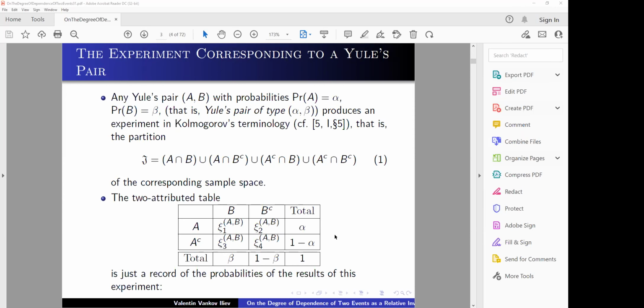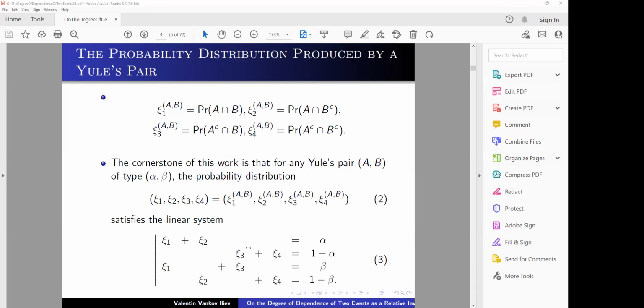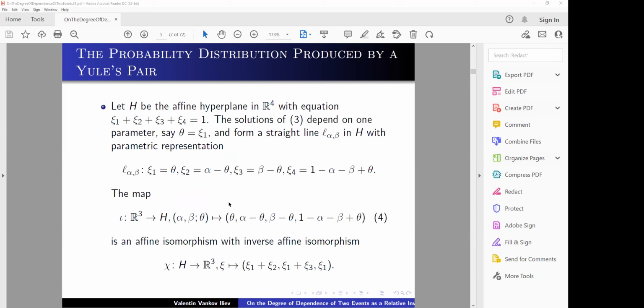And the cornerstone of this work is a very simple observation. C1 plus C2 is equal to alpha here. C3 plus C4 is equal to 1 minus alpha. This is if you read the rows. If you read the columns, C1 plus C3 is beta, and C2 plus C4 is 1 minus beta. So we get a linear system whose general solution is a straight line. This is the form of the general solution.